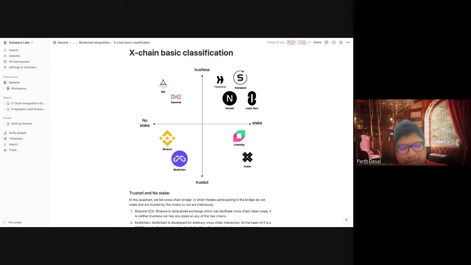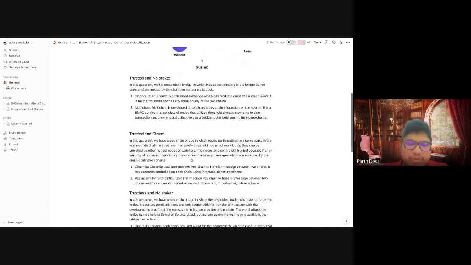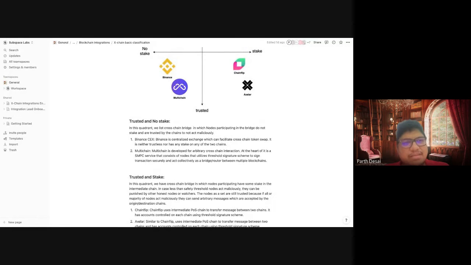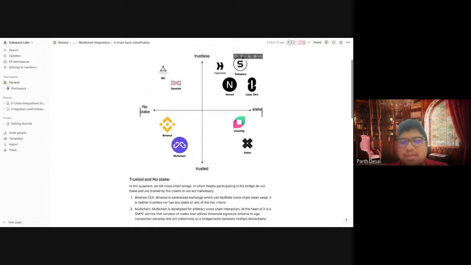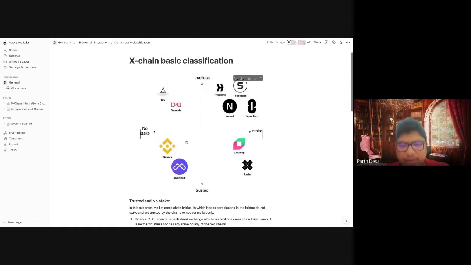The other quadrant is trusted, but with stake involved. The relayer is trusted, but there is a stake involved in either of these chains. The relay has a consensus mechanism, and the stake is involved, where if some of the relays make a mistake in submitting the data or anything, those relays can get slashed. This is true for XLR and Chainflip.